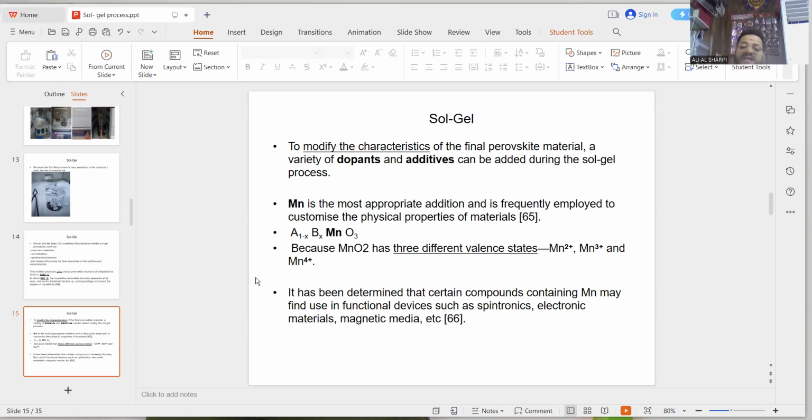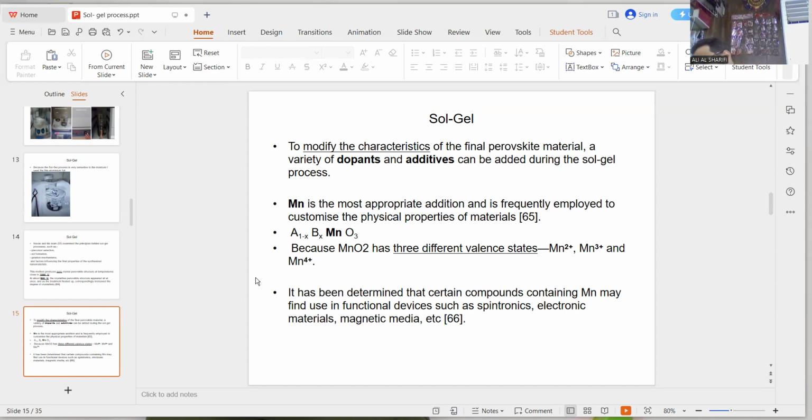Because manganese has three different valence states, 2 plus, 3 plus, 4 plus, it's the main reason it is very important in a process like that. It has been determined that certain compounds containing manganese may find use in functional devices such as spintronics.